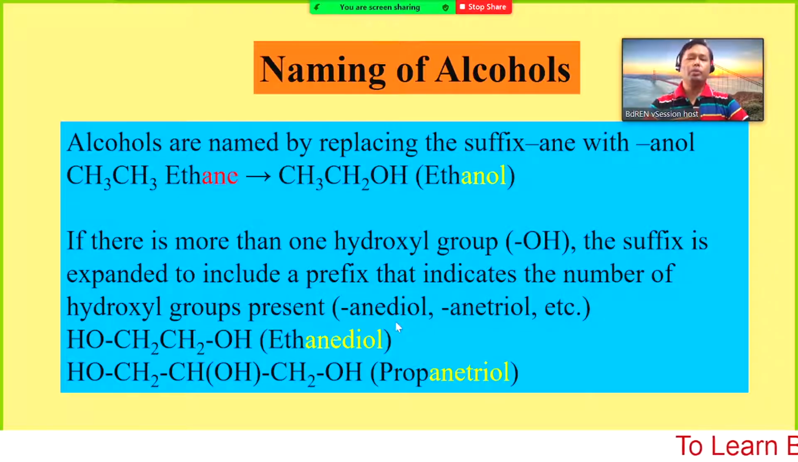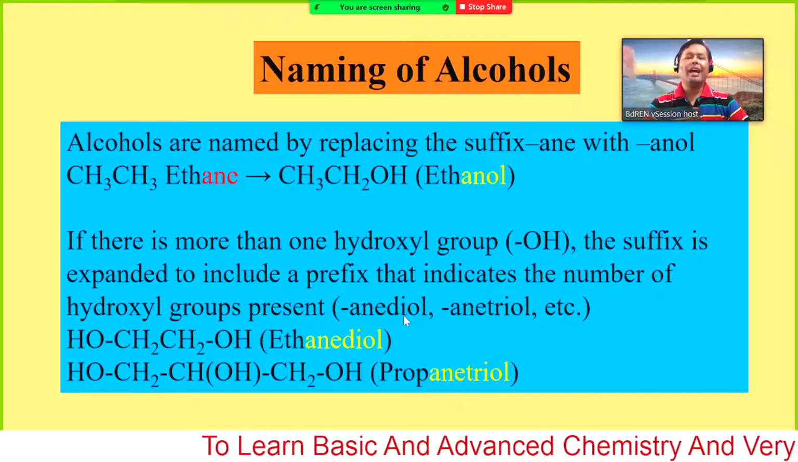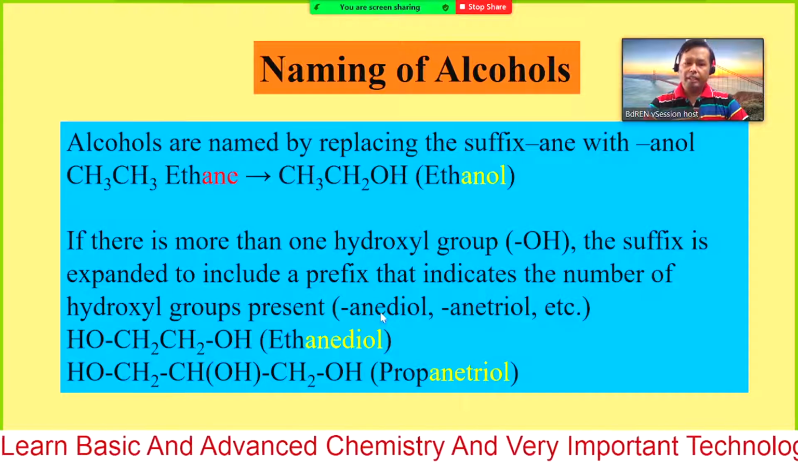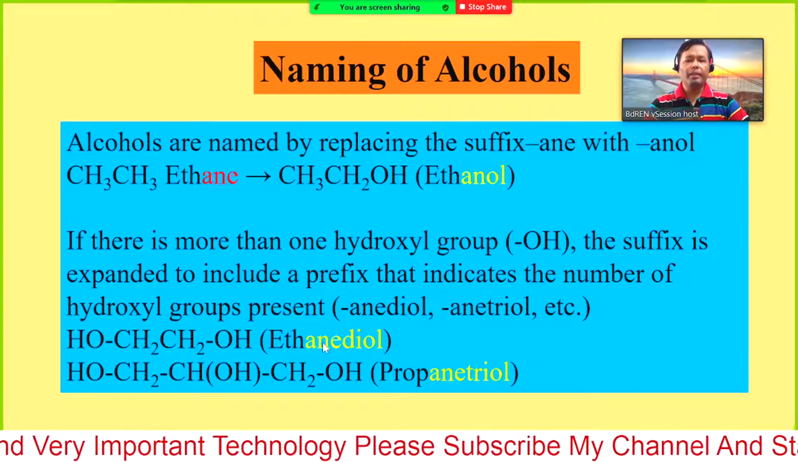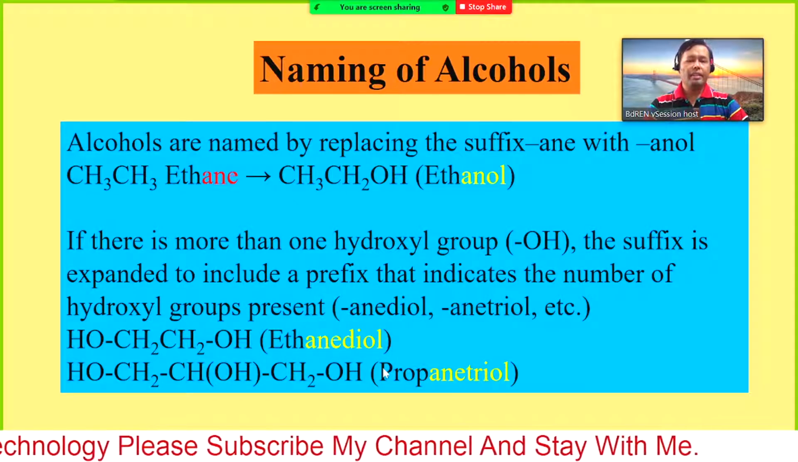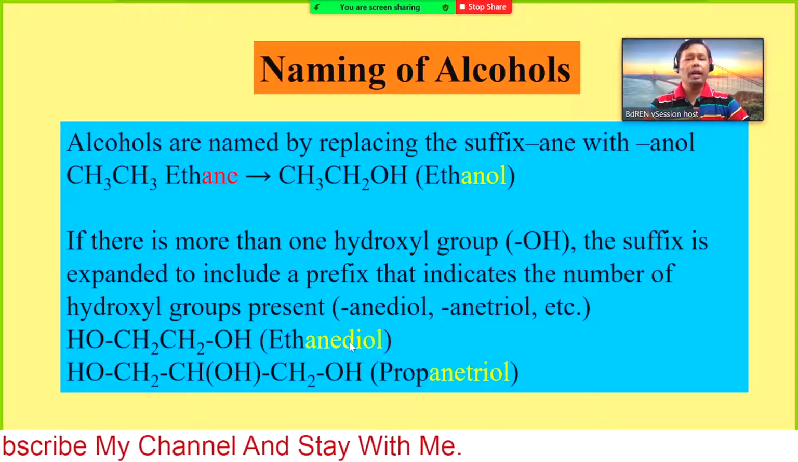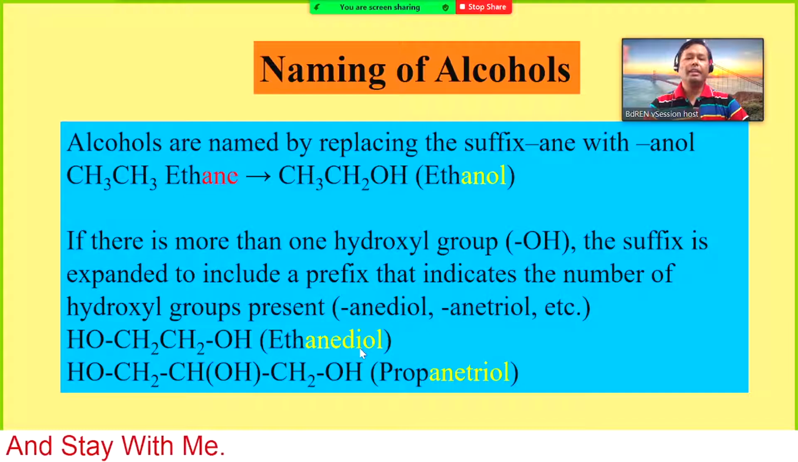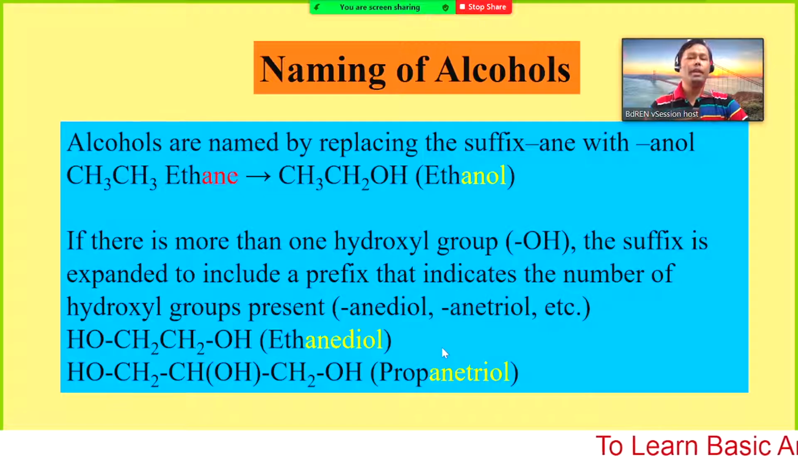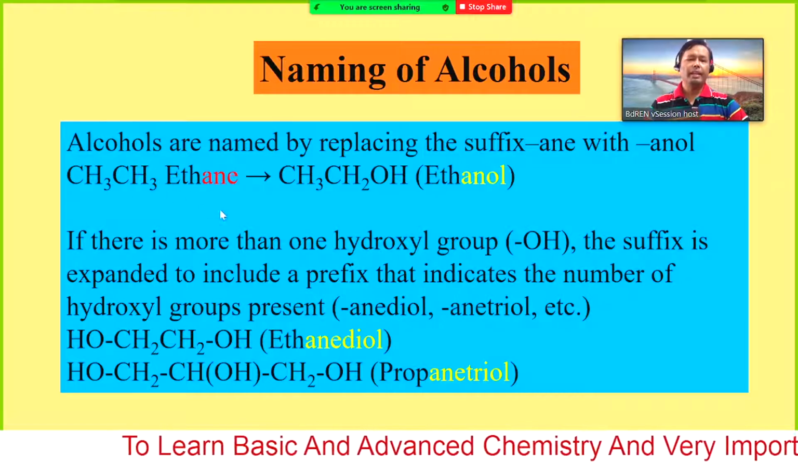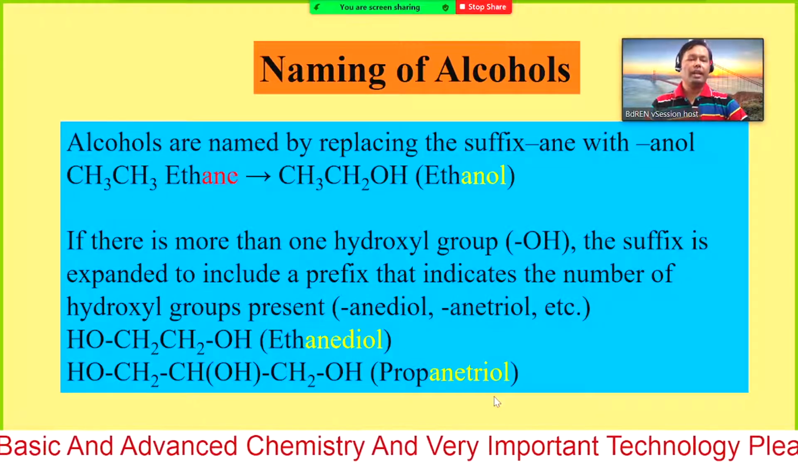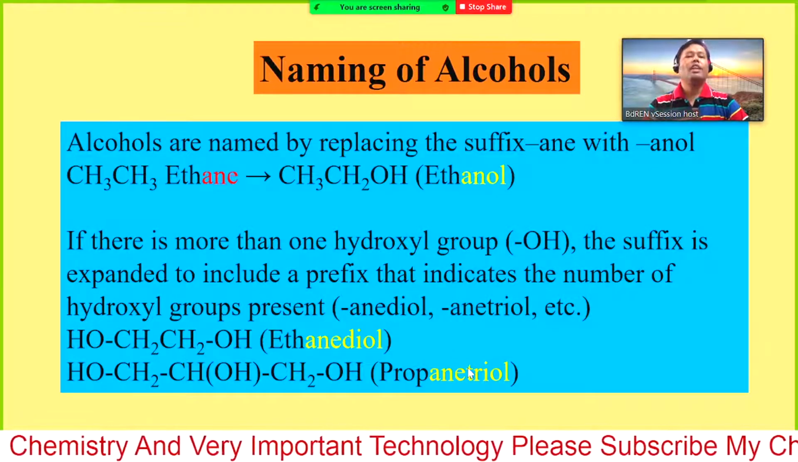That means if you have 2 hydroxyl groups in an alcohol, you have to write anediol. That means di, then ol; normally we write anol in case of alcohol. Now we are giving ane and di or tri and then ol. This way, if you have 2 hydroxyl groups, you write anediol, and for 3, anetriol. That means di or tri or tetra, depending on how many hydroxyl groups we have, we will replace the ane of the alkane by anediol, triol or tetraol if we have multiple hydroxyl groups.